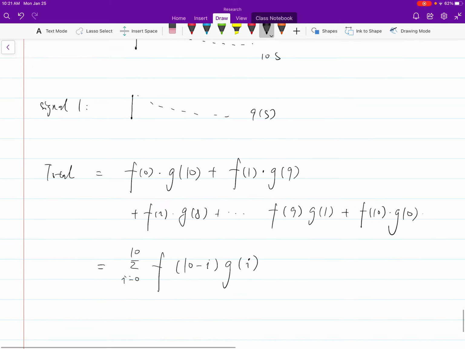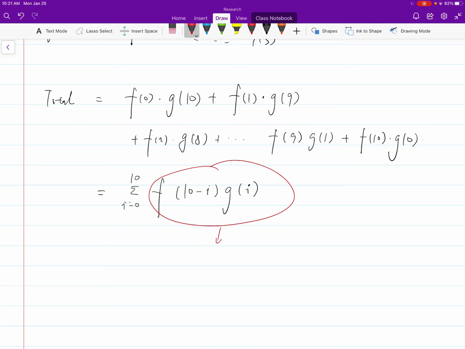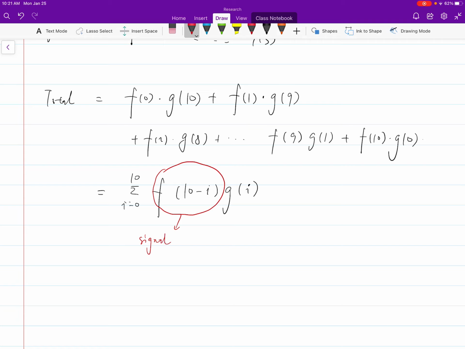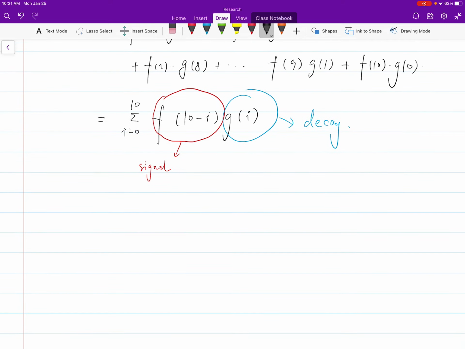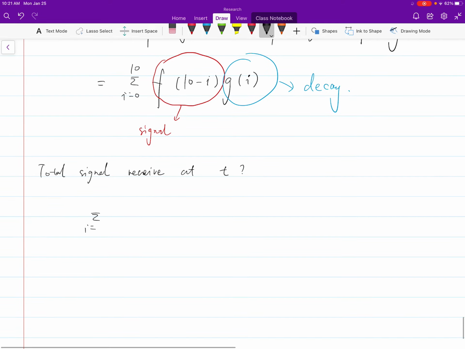So what you're trying to do is combine signal and decay together. And finally, you need to sum them together because your signal just continuously comes in. This is the signal. And this is the decay. And of course, you have a lot of signals coming in. Now, does it look familiar? That's the total signal you receive at 10. Now, what's the total signal we receive at t?